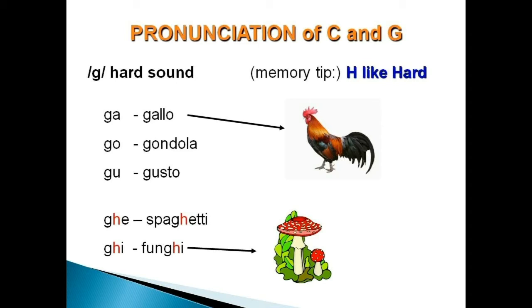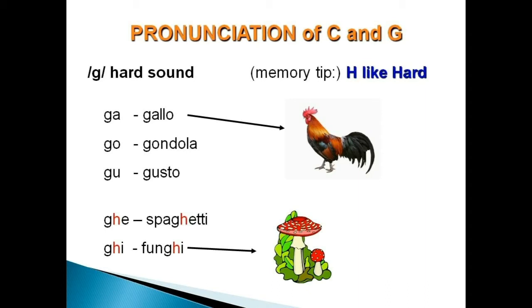Ge, spaghetti. Gi, funghi. As you can see, we have an H between the G and the E and the G and the I. As we said before, the H is silent. It's just a marker that tells us that we need to pronounce a hard sound. Without the H, Italians would say J, G. So that's why we put the H, so that we know we need to read a hard sound, ge, gi.